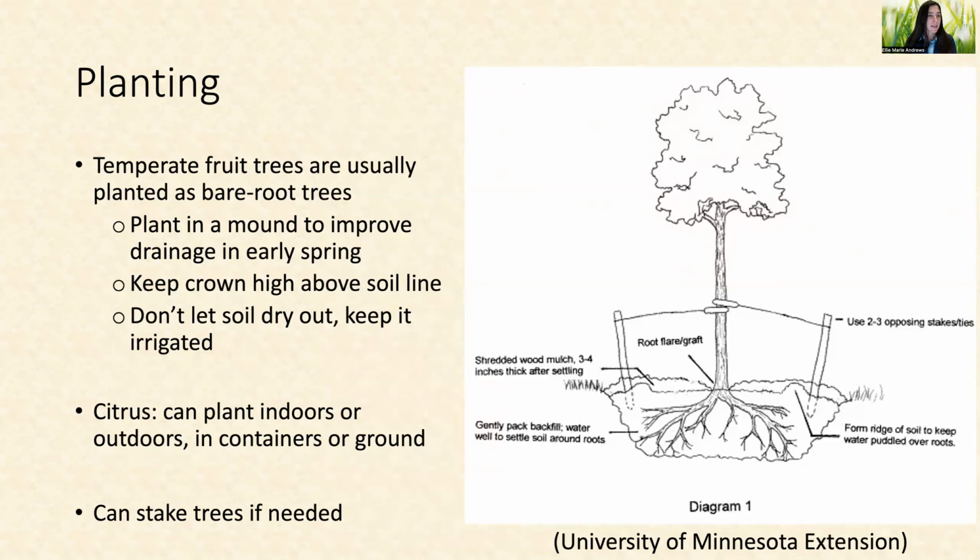So thinking about planting, temperate fruit trees are usually planted as bare root trees. You can plant them in a mound to improve drainage in the early spring and keep the crown high above the soil line. You want to make sure you don't let the soil dry out. You want to keep things irrigated. And citrus, in some cases for very small varieties, you can plant indoors or outdoors in containers if that's appropriate for the variety, or in the ground. And of course, you can stake the trees if needed to provide some more structural support.